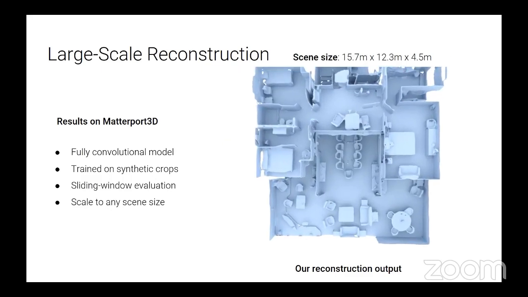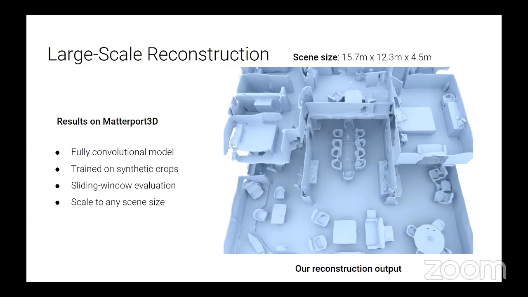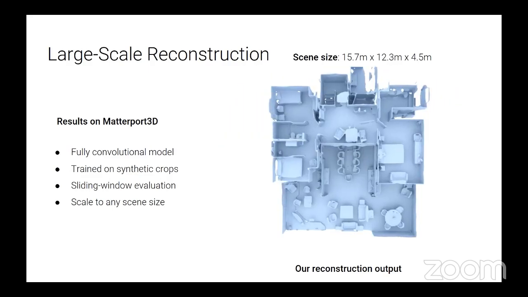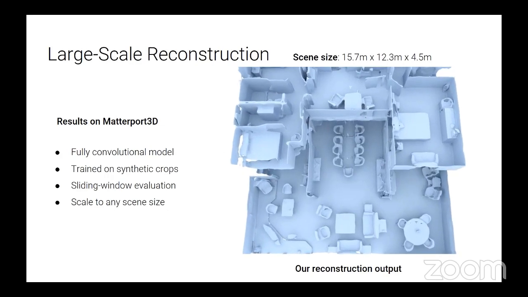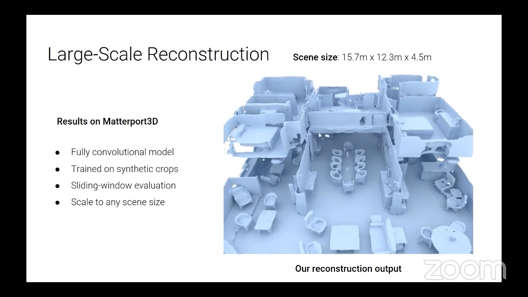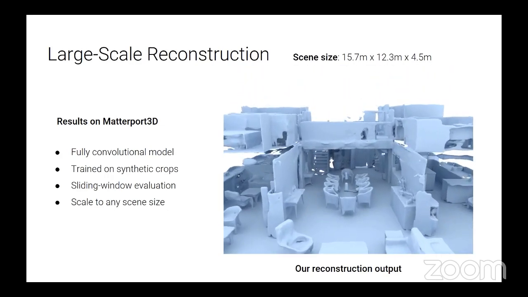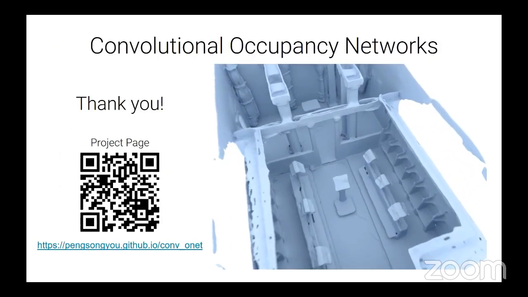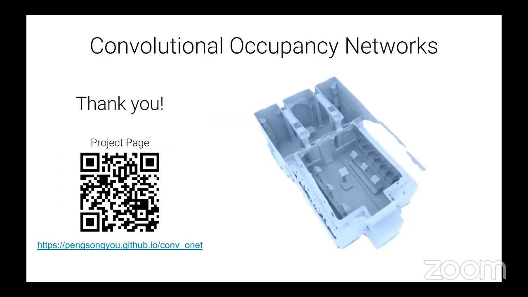On the right is a fly-through video for a reconstruction of a 2-floor building in the Matterport3D dataset. As we can see, our method is able to reconstruct such a large-scale indoor scene with fine details by training only on synthetic crops. More information, including code and data, can be found on our project page.